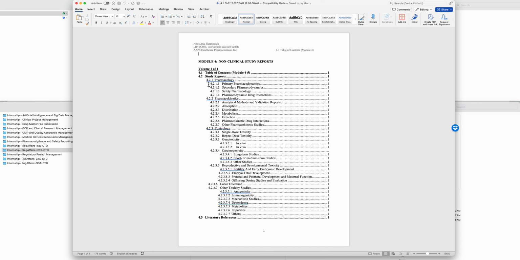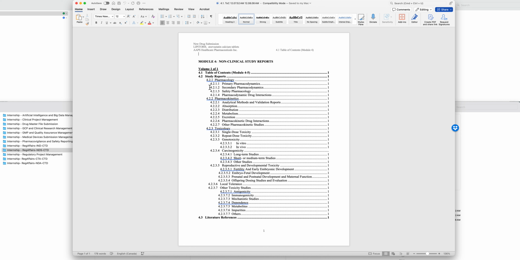So what we call secondary pharmacodynamics. The secondary pharmacodynamics and any study that is related to this field are going to be added into module 4212, as we can see here. And this is related to any discovery that we did or any study that we did on pharmacodynamics that are not related directly to the future therapeutic use of our drug, but still we add them here.